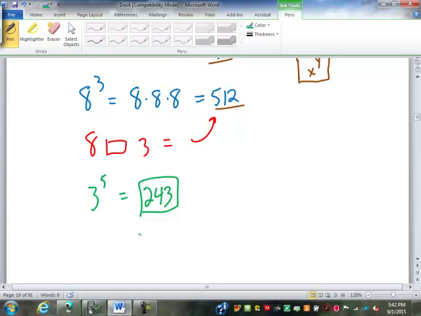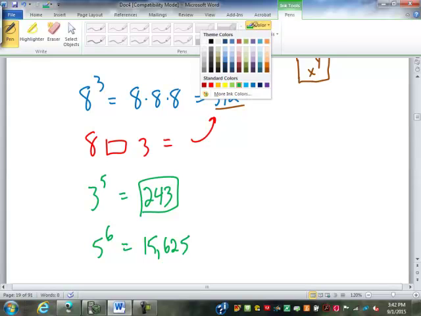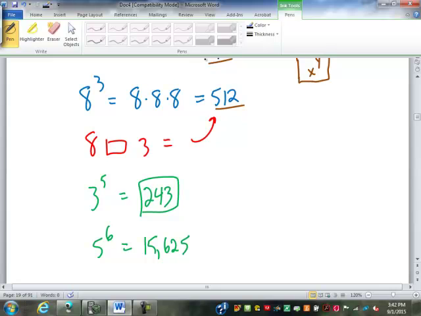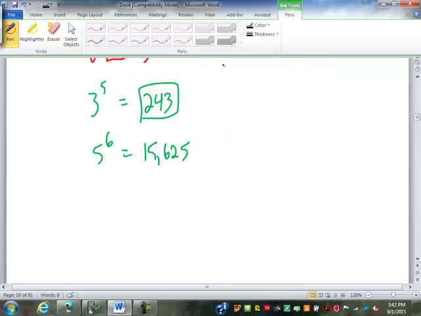You get 243. Perfect. I'll race you on this one. 5 to the 6th power? 15,625. Very good. Is there anybody that didn't get their calculator to work right with the powers, that needs me to help them find the right key? Everybody's got it? Perfect.